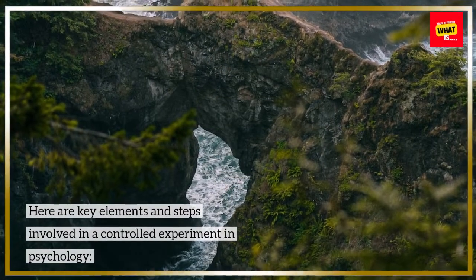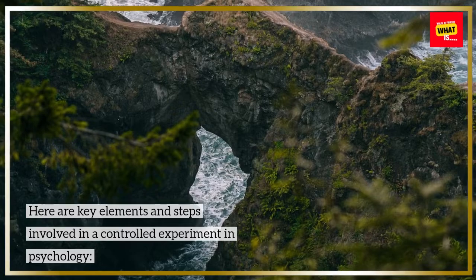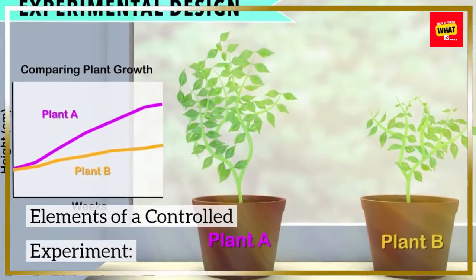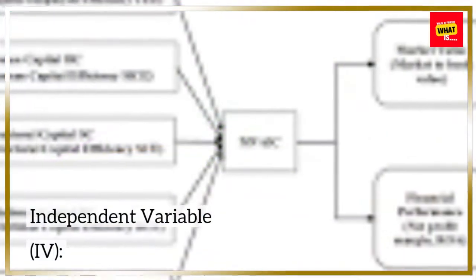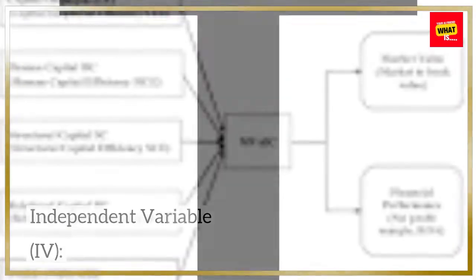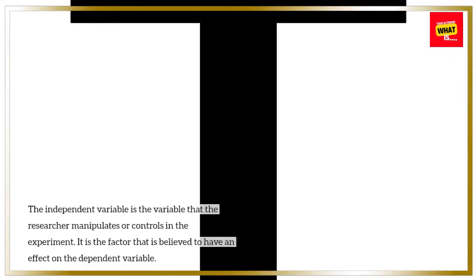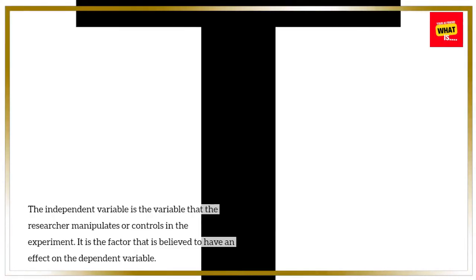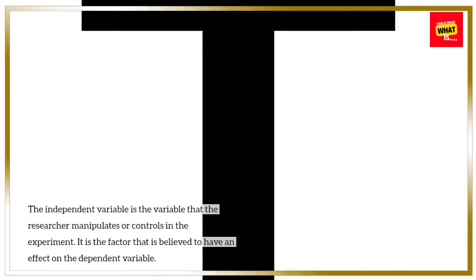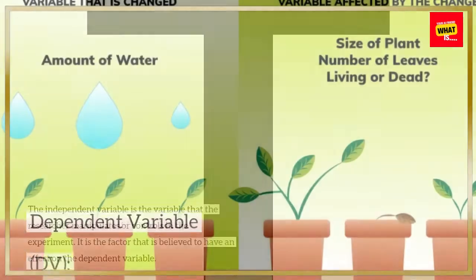Here are key elements and steps involved in a controlled experiment in psychology. Elements of a controlled experiment. Independent variable, IV. The independent variable is the variable that the researcher manipulates or controls in the experiment. It is the factor that is believed to have an effect on the dependent variable.